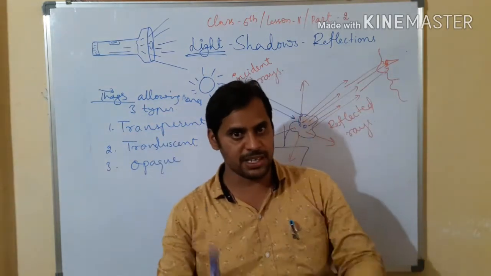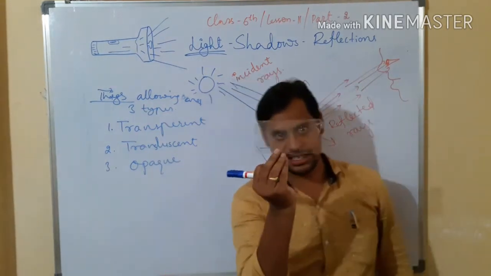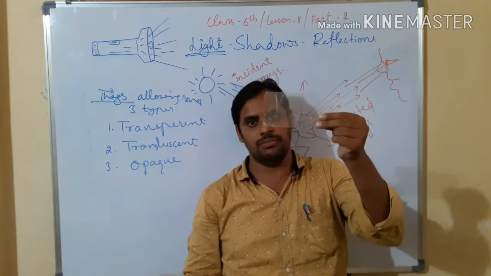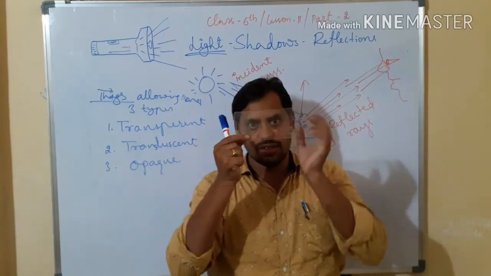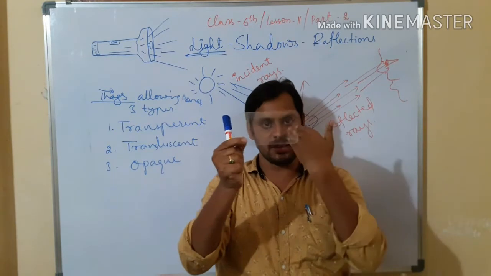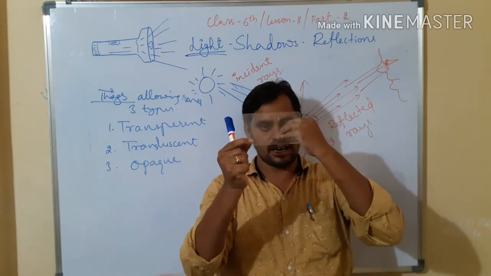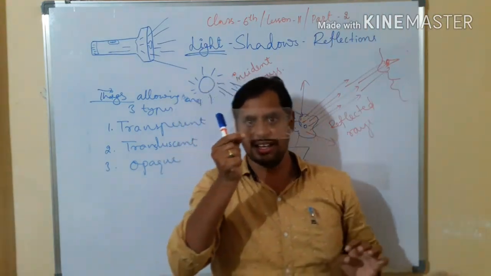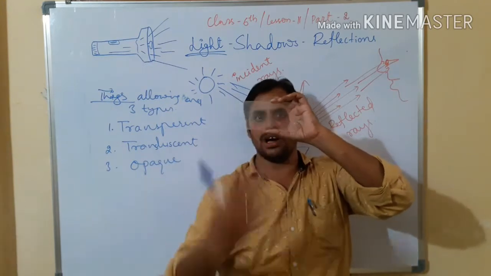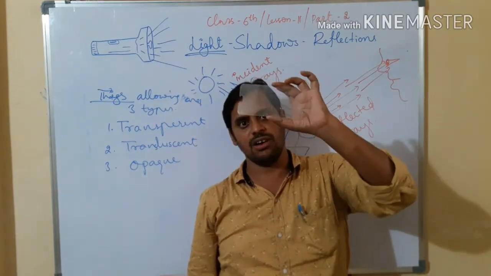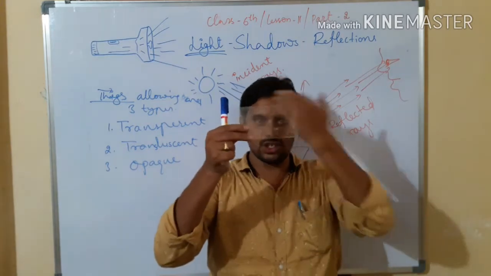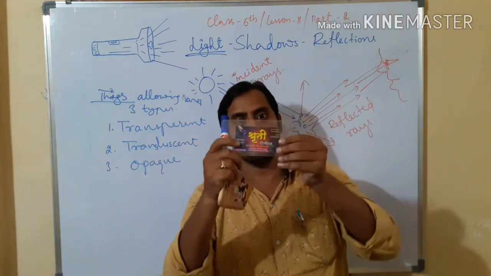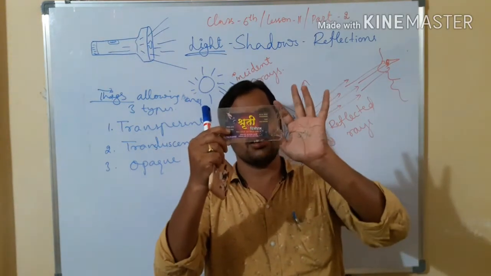So the first one, transparent material. Transparent materials are the objects which can pass the light rays through them. So that you are able to see my face, and whatever reflected rays are coming from my face go through this transparent object and enter into your eyes. So the things which allow the light rays to pass through them completely and clearly are called transparent materials, and they show the image clearly. See here, you are able to see the image clearly. These things are called transparent.